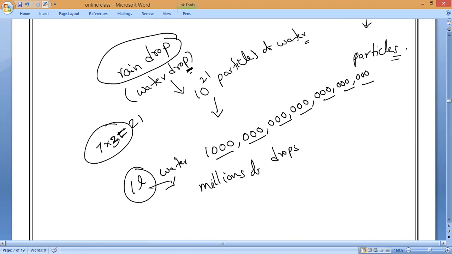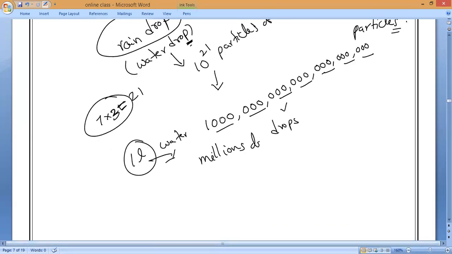If we take each drop to have this many particles, then how many millions in total? Have you noticed it, guys? So if you take just a small raindrop or water drop, it contains about 10 power 21 particles of water in it. That is why we can say the particles which make up matter are very small.